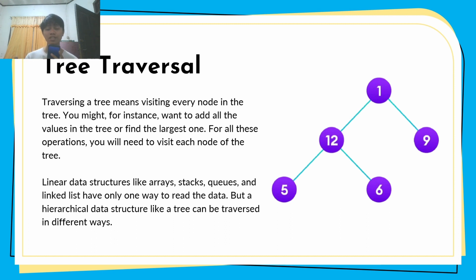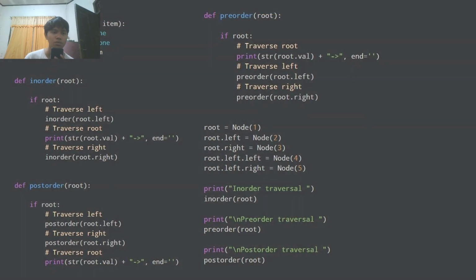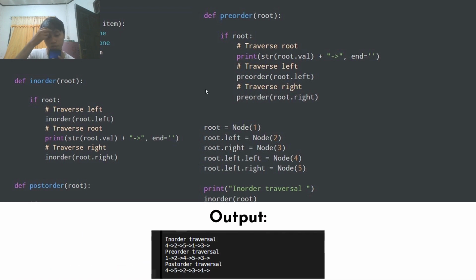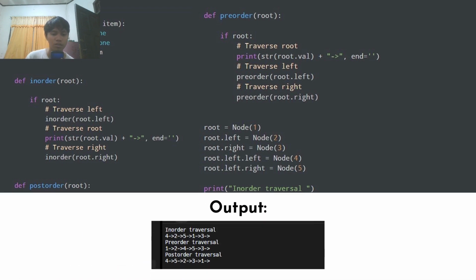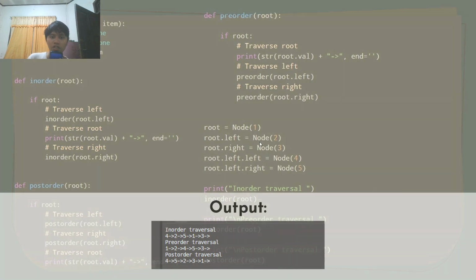Linear data structures like arrays, stacks, queues, and linked lists have only one way to read the data. But a hierarchical data structure like a tree can be traversed in different ways. Like this, when the code is run, we print it and boom. The output is pre-order, in order, and post order. Sorry, it starts from in order, then the pre-order here, and the post order here. That's also printed.